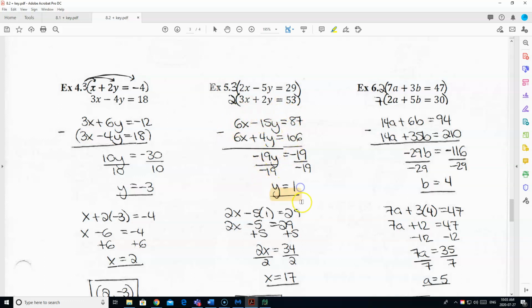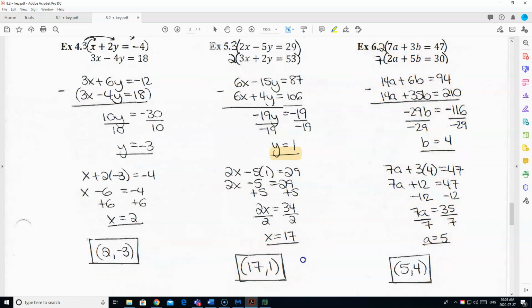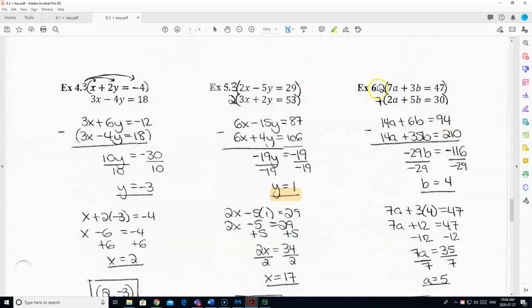Isolate for the y. Plug it into the original equation, either one, doesn't really matter, and solve for the x. And then your solution is right there, 17.1. Okay, next example, same sort of thing here.